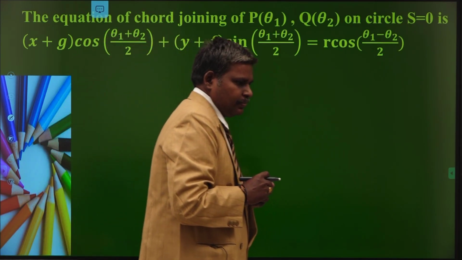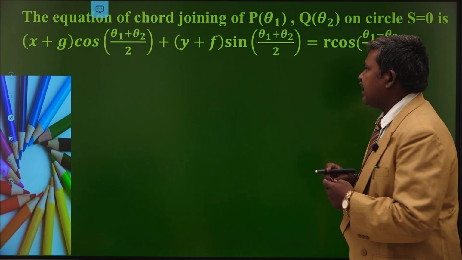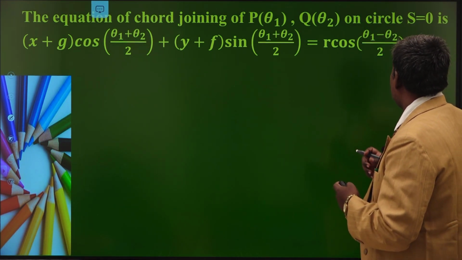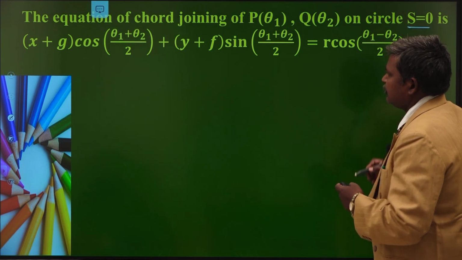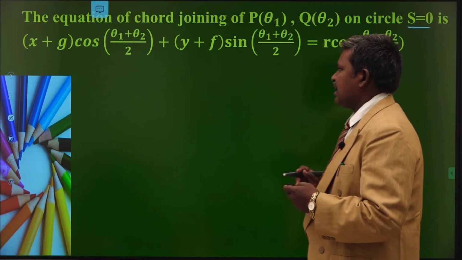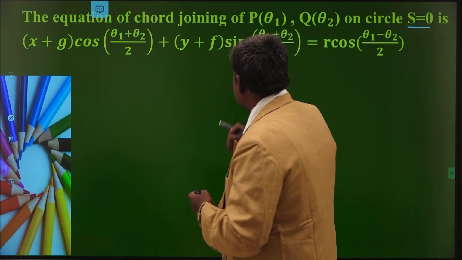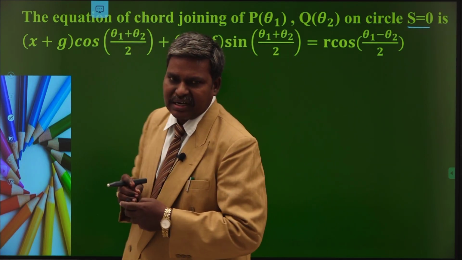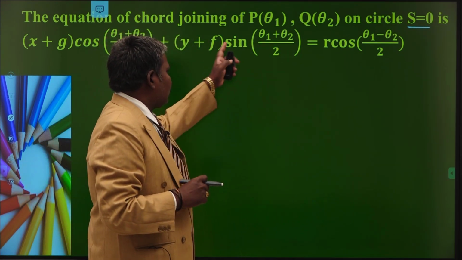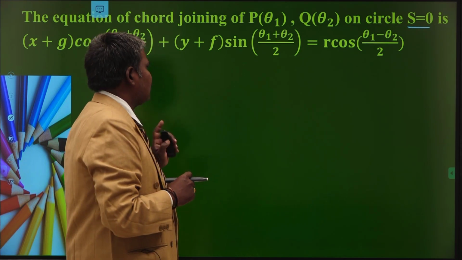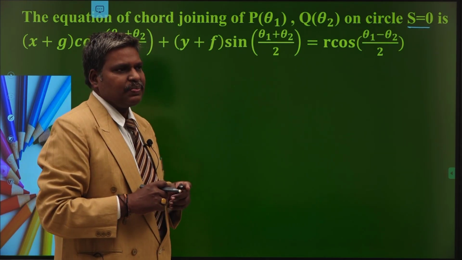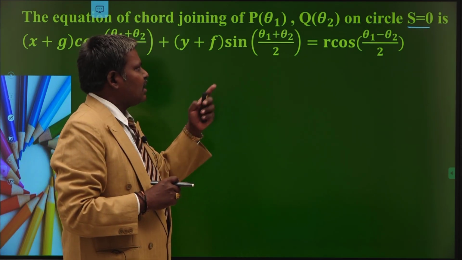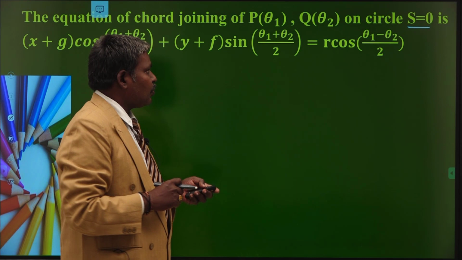This is the theorem. The equation of chord joining the points P of theta 1, Q of theta 2 on the circle S equal to 0 is x plus g into cos of (theta 1 plus theta 2) by 2 plus y plus f into sin of (theta 1 plus theta 2) by 2 is equal to r cos of (theta 1 minus theta 2) by 2. What are P of theta 1, Q of theta 2? 2 points on the circle in the parametric form: minus g plus r cos theta 1 comma minus f plus r sin theta 1. In the same manner, instead of theta 1, you write theta 2, you get the point Q.